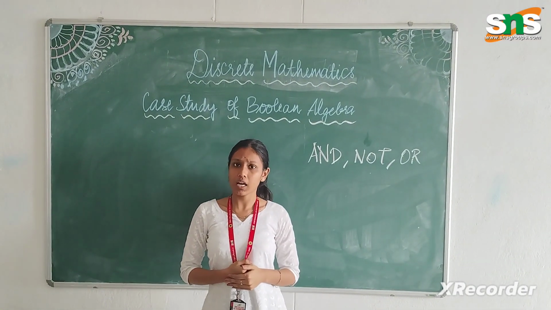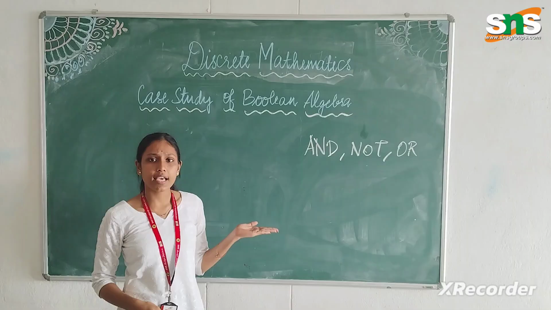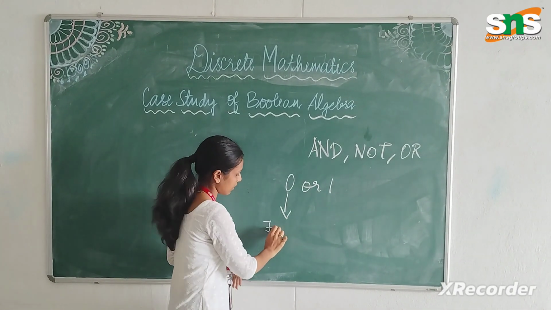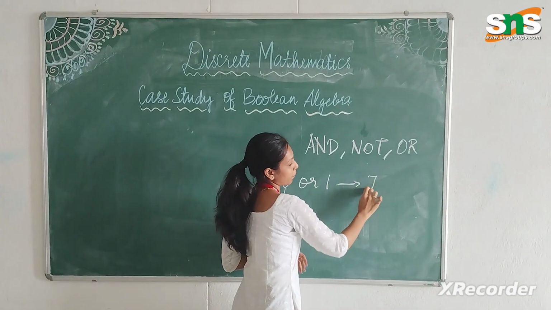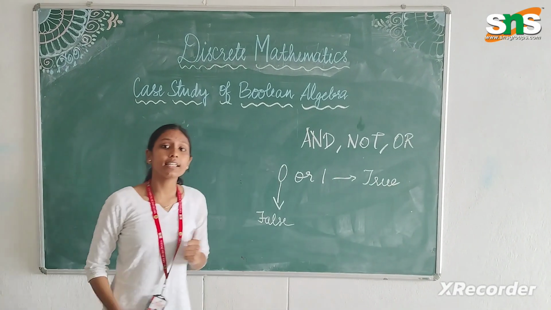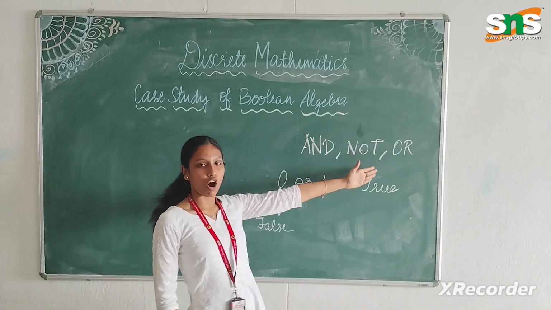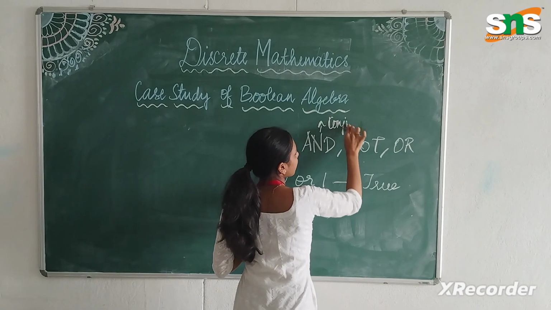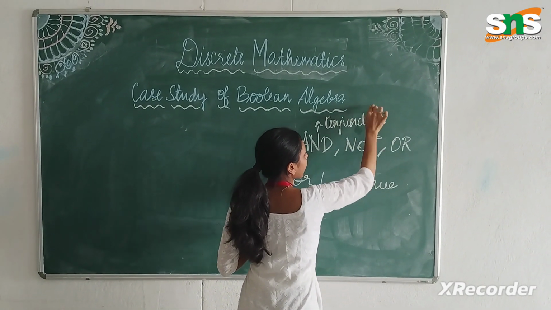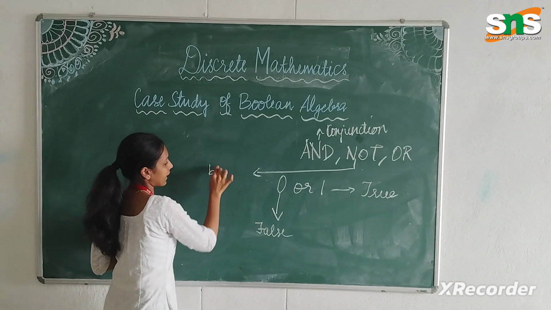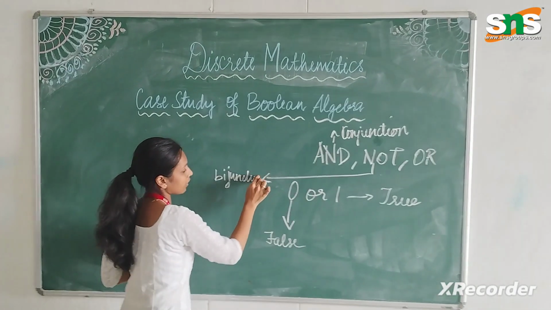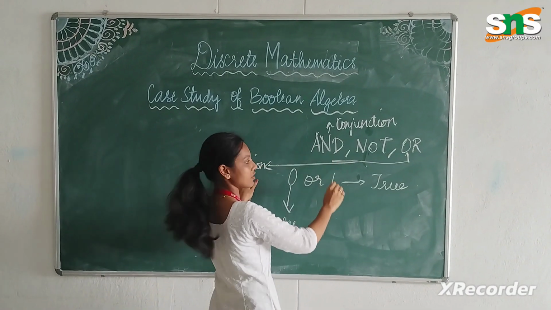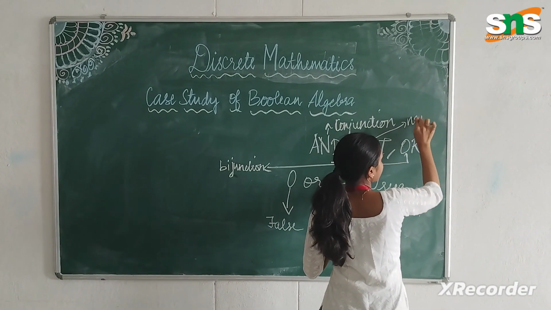The key concepts of Boolean algebra: the operations take only the values 0 and 1, which is false and which is true. It includes operations like AND, NOT and OR. AND is also called conjunction. OR is also called disjunction, and NOT is also called negation.